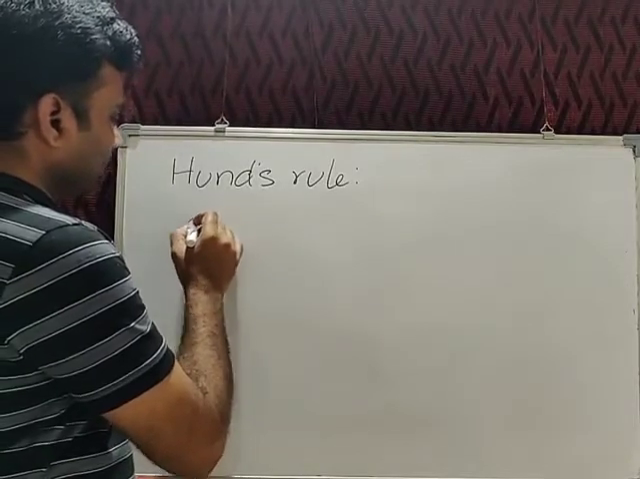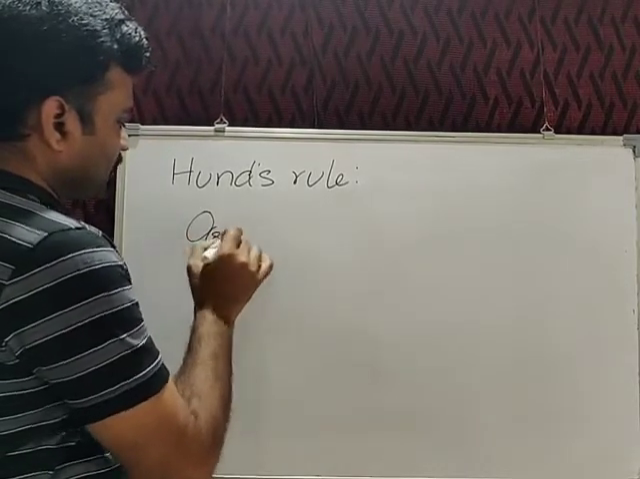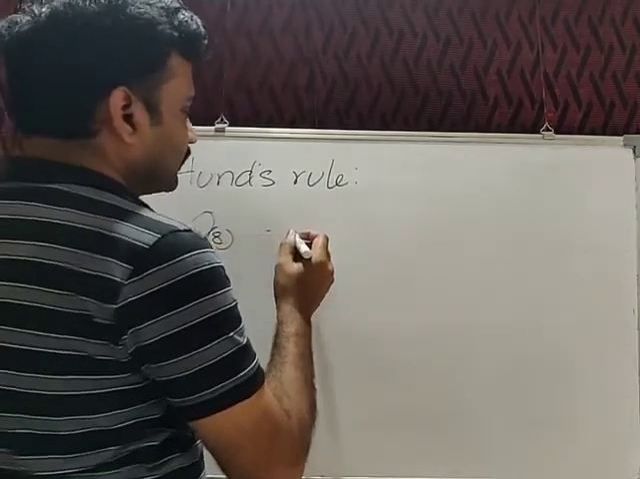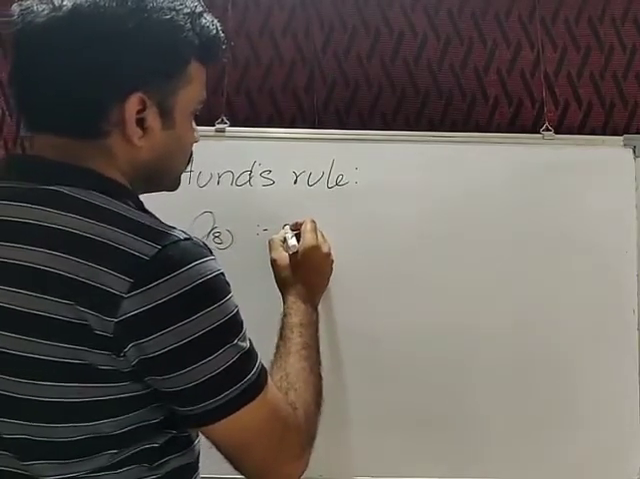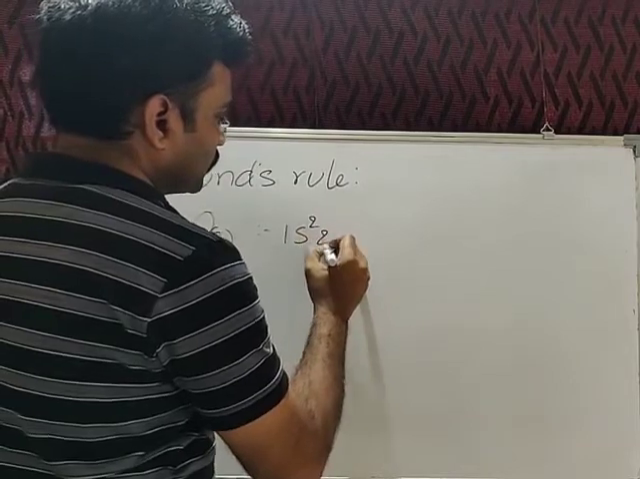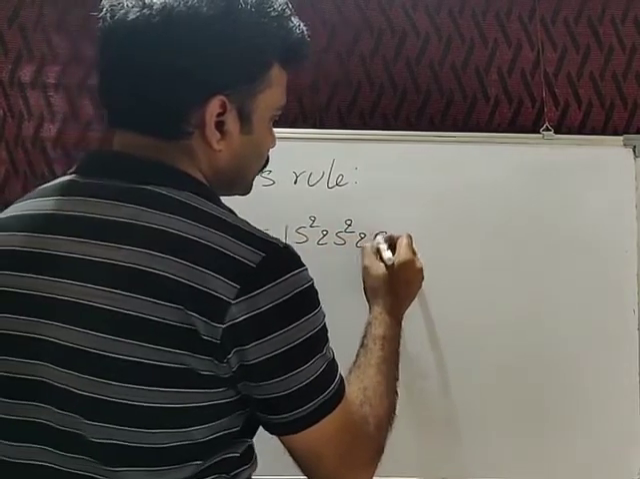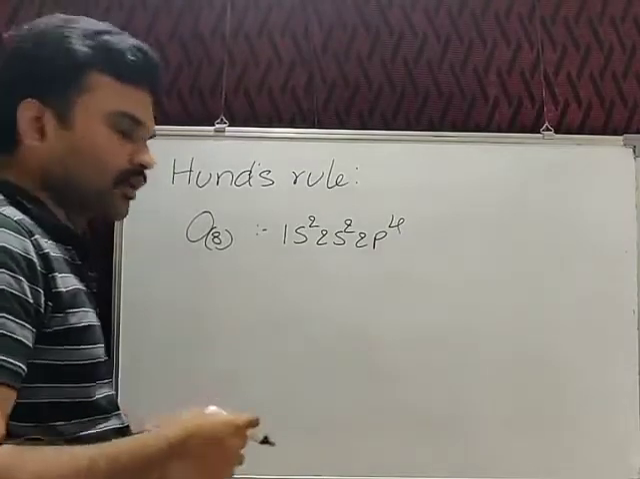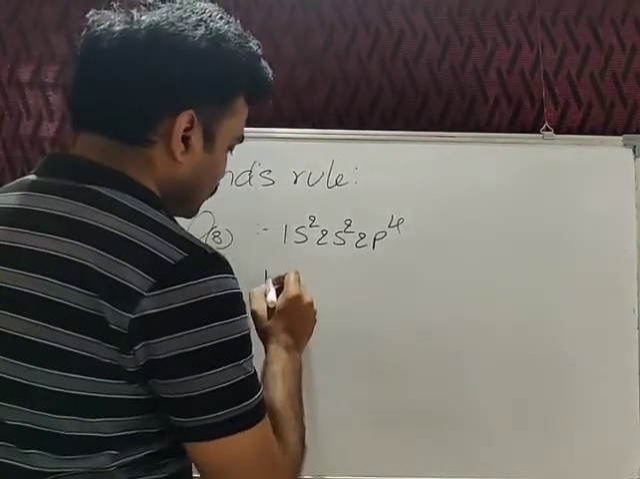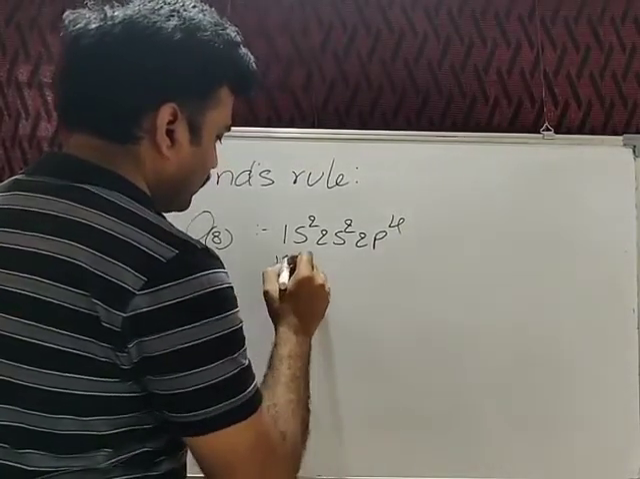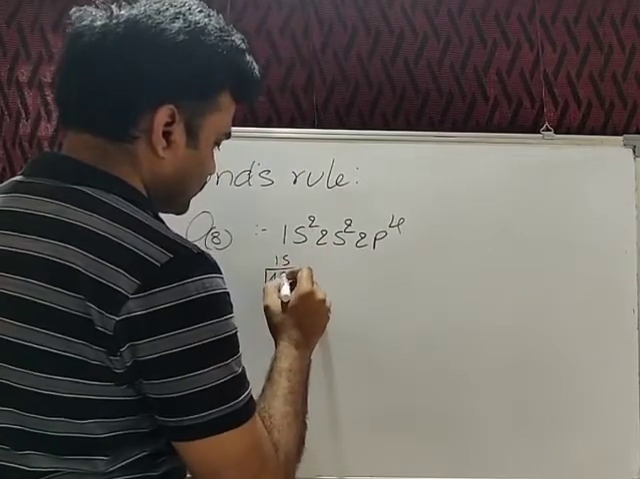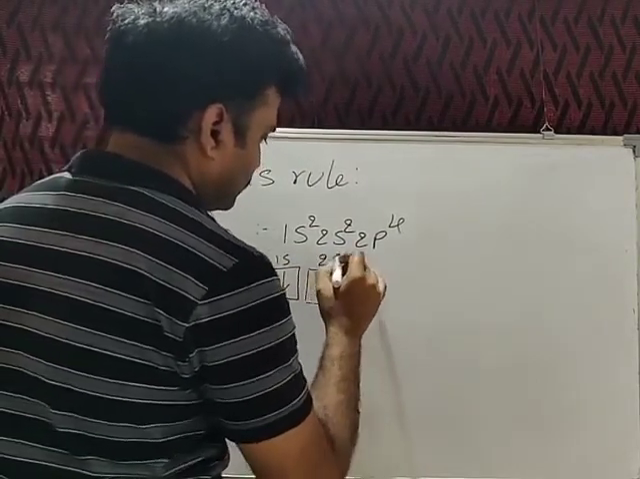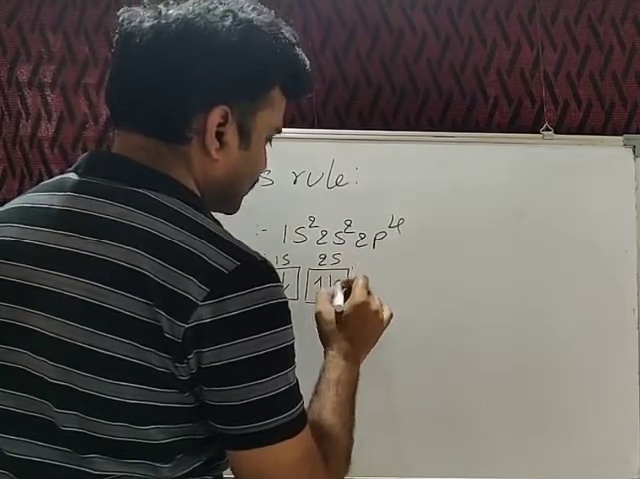Let us take one of the elements, oxygen, whose atomic number is 8. Let us see its configuration with the orbital symbols: 1s2, 2s2, 2p4. Let us try to understand the same with orbital diagrams. First, the 1s orbital has 2 electrons. Next, the 2s orbital is also having 2 electrons.